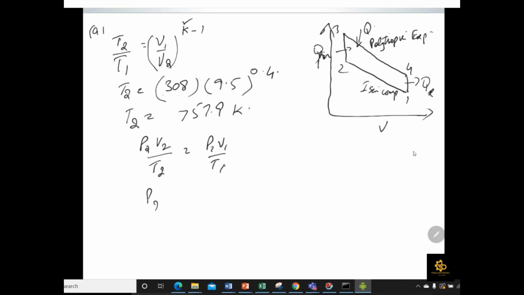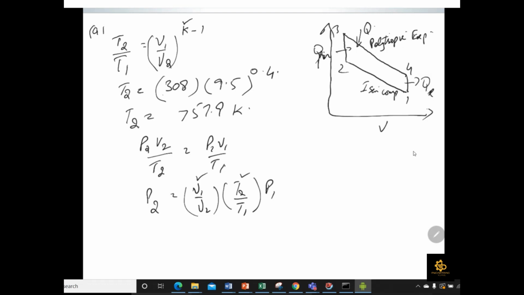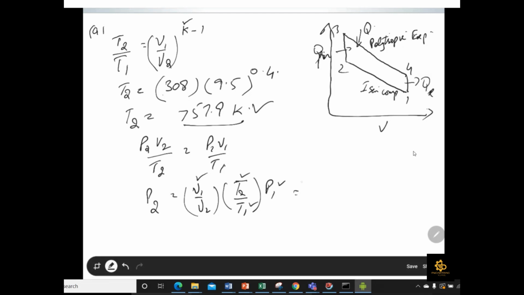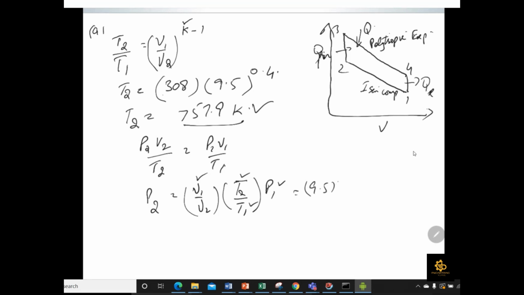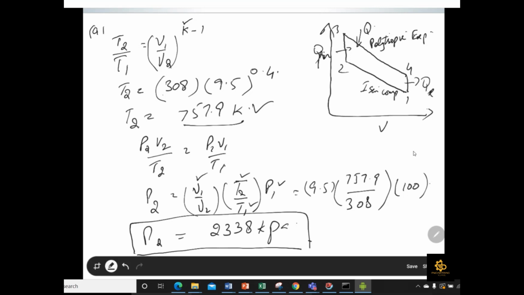So from here you can easily find P2 is equal to P1 times T2 over T1 times V1 over V2, and this is your compression ratio because it is the ratio of maximum volume over minimum volume. This you already found in the previous part. T2 is known, and T1 is also mentioned in your question because your initial pressure and temperature are given over there. So you can just plug in the values: 9.5, 757.9, 308 Kelvin for your T1 and the pressure of 100 kilopascal for your P1. By plugging in all the values and solving, you get 2338 kilopascal for your P2 value. Okay, so this is your pressure 2. So you can just note it down, then I will move forward.